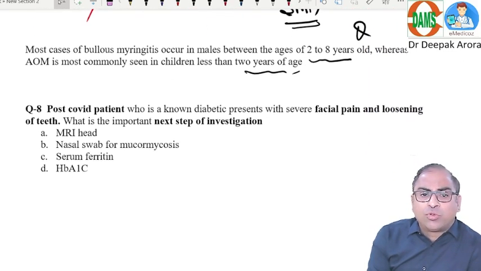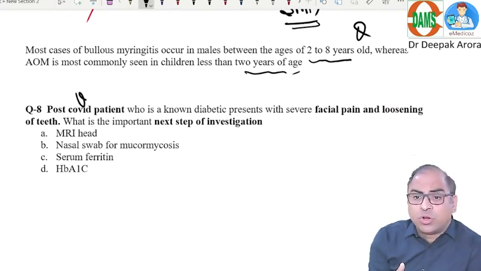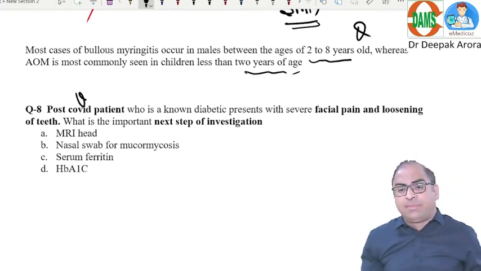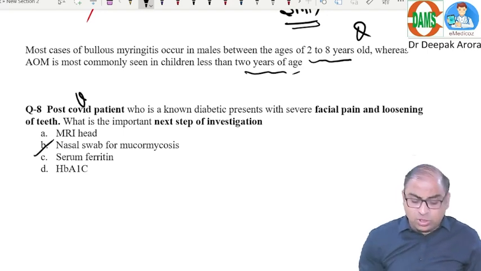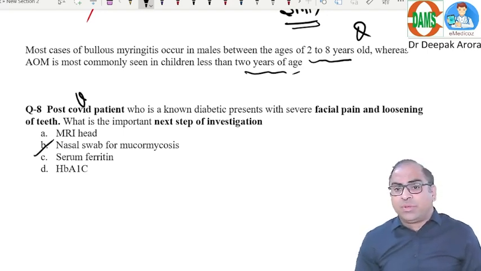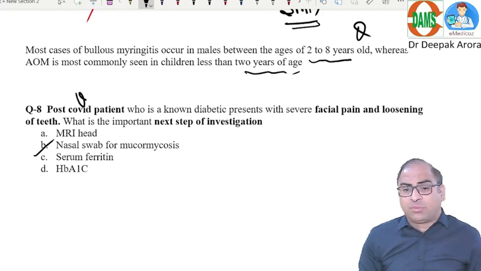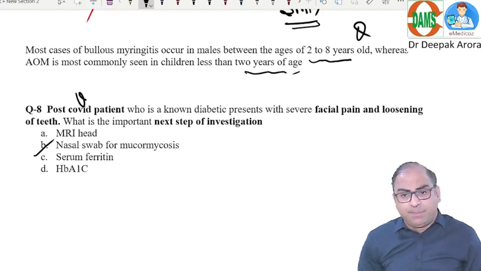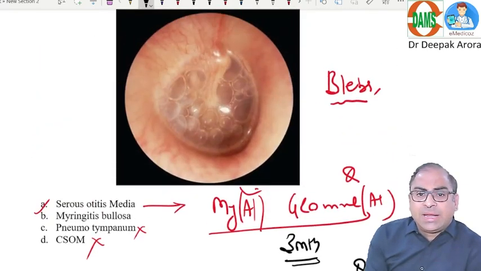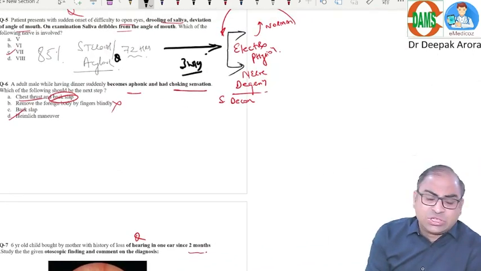Coming to the last one, post-COVID patient. What is the golden rule I discussed in my classroom? Beta, ear: malignant otitis externa; nose: mucormycosis; and oral cavity: Ludwig angina. Am I understandable? So the answer will be option B. Next point, what will be the drug of choice? Drug of choice will be liposomal amphotericin B. Clear? So these were the 8 important topics which they have tried.